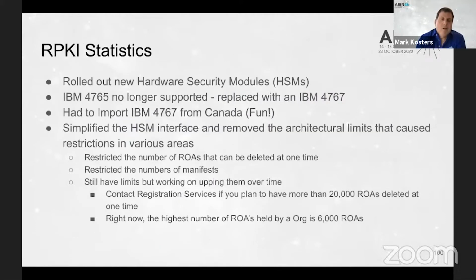So here you can see our RPKI statistics. One of the things that we've put out is a new HSM. The 4765 that we had before has been replaced by the IBM 4767, and we did this because the old system was end of service, end of life.